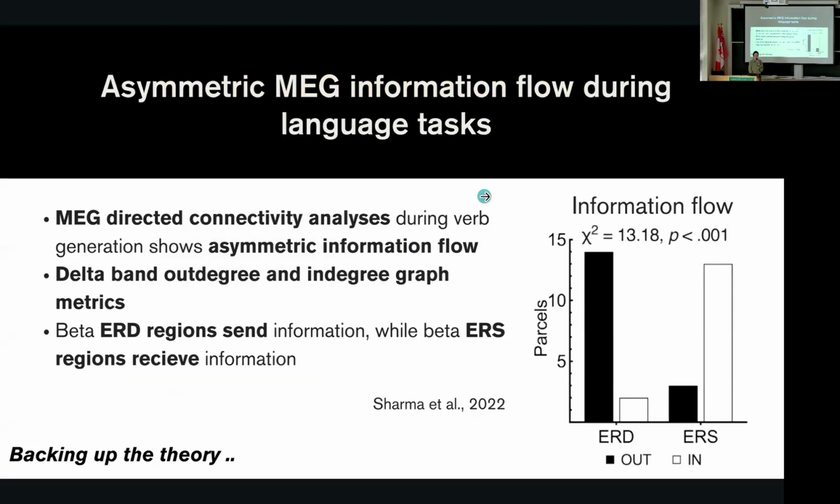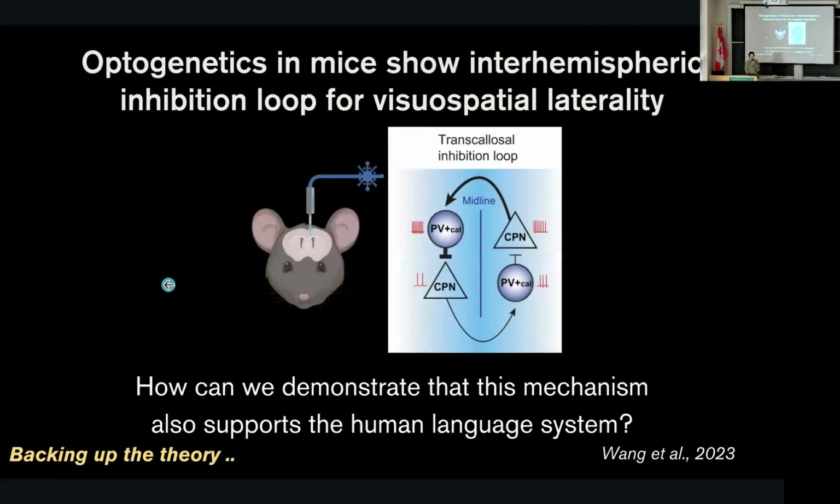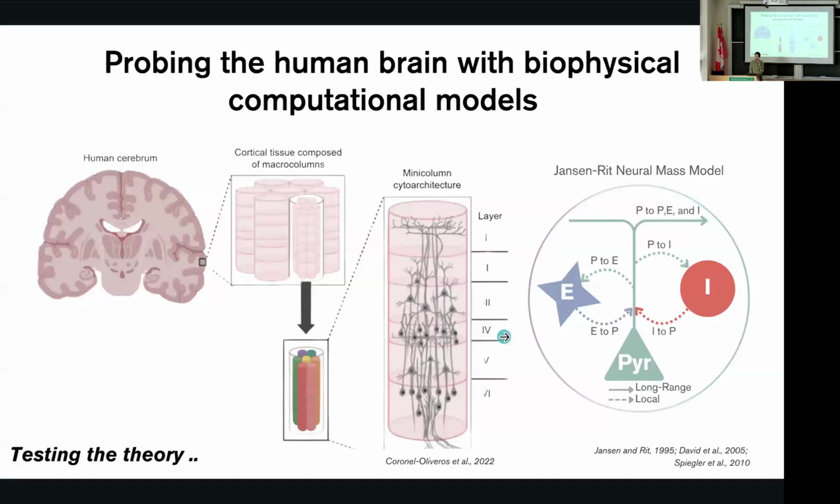And finally, this is what I like to use as the incriminating evidence. It was recently demonstrated using optogenetic stimulation in the lateralization of the mouse visuospatial system that this inhibitory loop, where a pyramidal projection to a contralateral inhibitory interneuron, supports lateralized activity. But how do we demonstrate this mechanism in the human language system? And this is where we rely on and move to computational modeling.